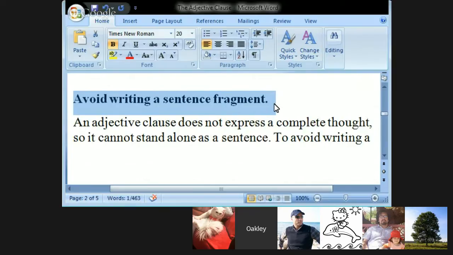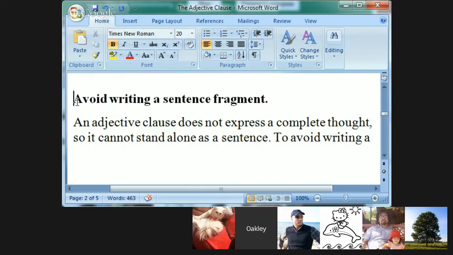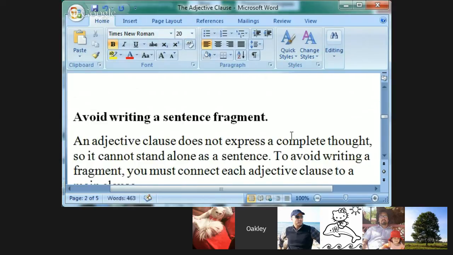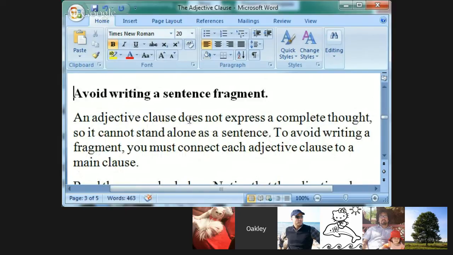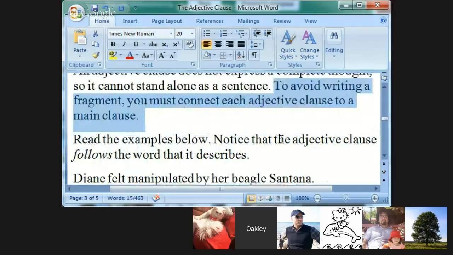I have already mentioned that in order to avoid what's called a sentence fragment, you absolutely need to have an independent clause or a simple sentence as part of your construction of your sentence. An adjective clause does not express a complete thought because we don't really know who or what the relative pronoun or relative adverb refers to. So it cannot stand alone as a sentence. So you have to connect them to a main clause, which is what I've been trying to do, combining the two ideas at once so you could see it.